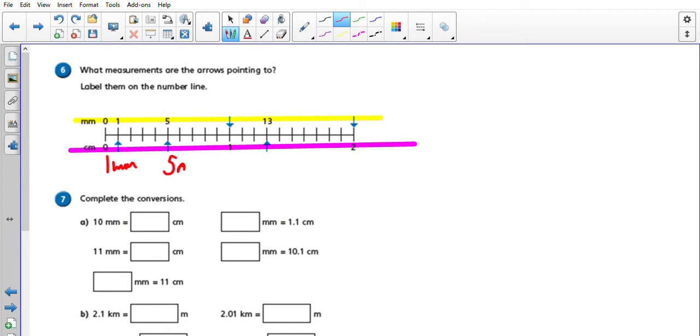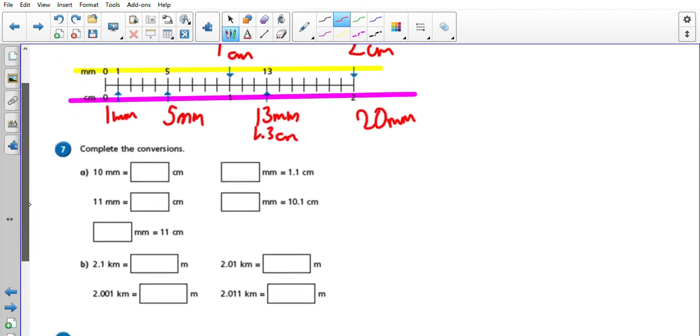We have 5 millimetres. We have 1 centimetre. We have 13 millimetres, or 1.3 centimetres. And then here we have 2 centimetres, or 20 millimetres. Okay, so those are important ones to pick up here. 1 centimetre also, that's 10 millimetres. Okay, just using our conversions there again.